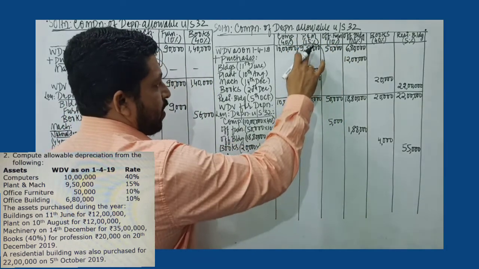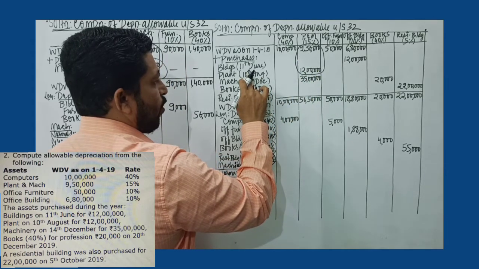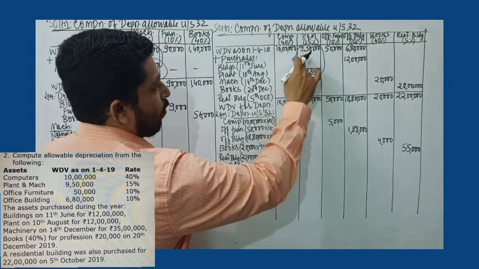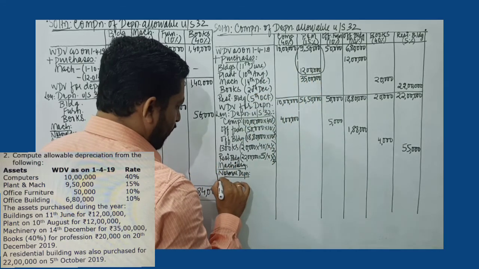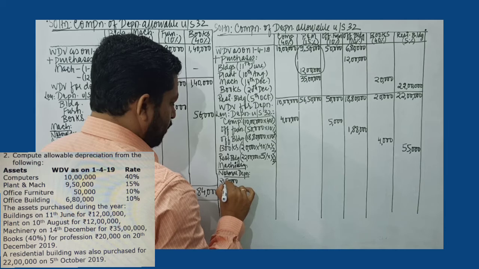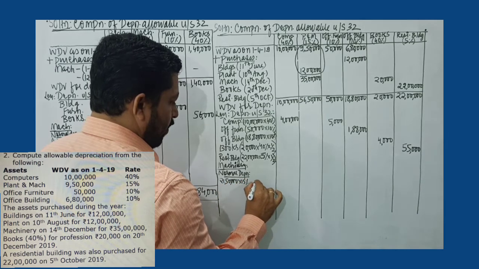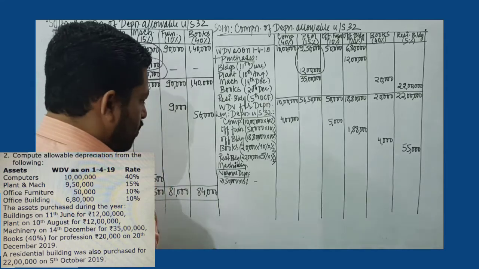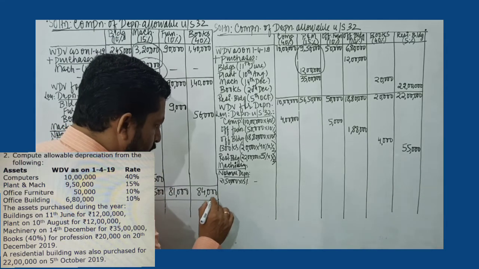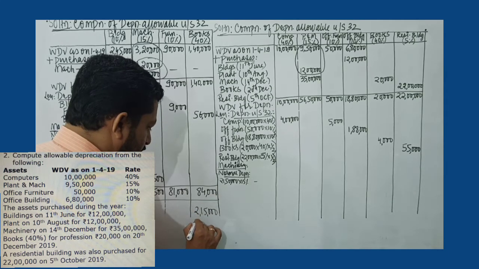Because full year's depreciation is applicable on this, because this is purchased and put to use for more than 180 days. So 12 plus 9 is 21,50,000. 21,50,000 into 15%, that is the normal rate of depreciation. So 10% would be 2,15,000.